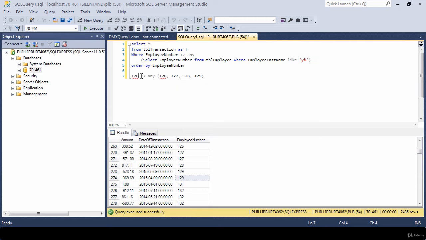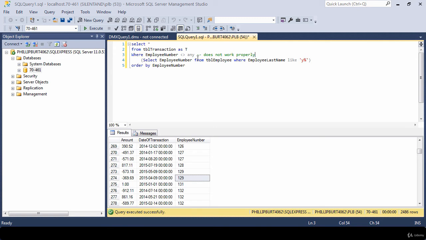Is 126 not equal to 127? Well, it isn't equal to 127. So this turns out to be true because 126 is not equal to at least one of these. And similarly, when we get to 127, the fact that 127 is equal to this 127, that results in false, but because it's not equal to 126, because 127 is not equal to 128, 129, it results as true. So this does not work properly.